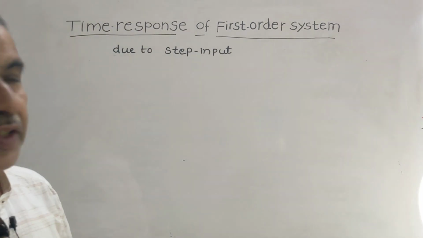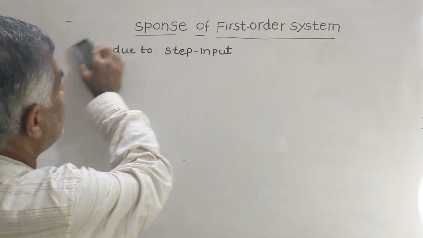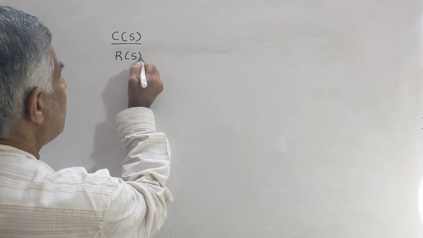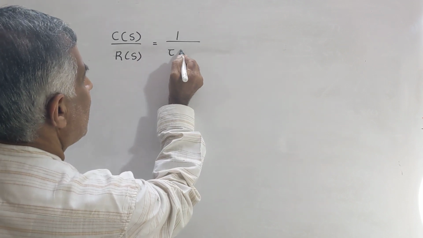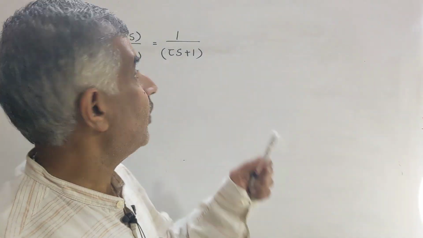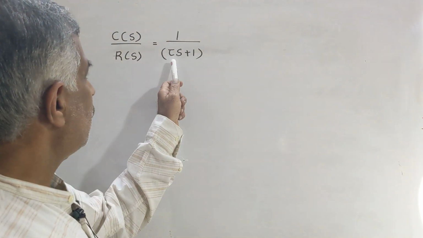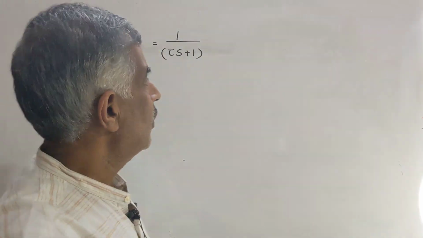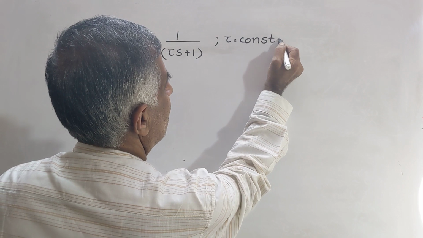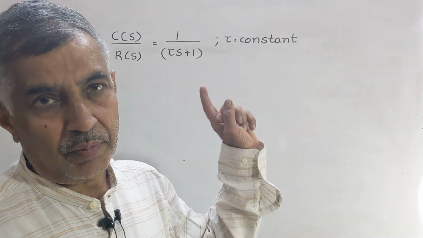Now we shall go through first order system. Before proceeding further, you are supposed to know how to represent a first order system. First order system is represented by this transfer function: C(s) by R(s) equals 1 over tau s plus 1. This is what is called a first order system. This is the general representation. Tau is a constant. You have to remember this formula very well.